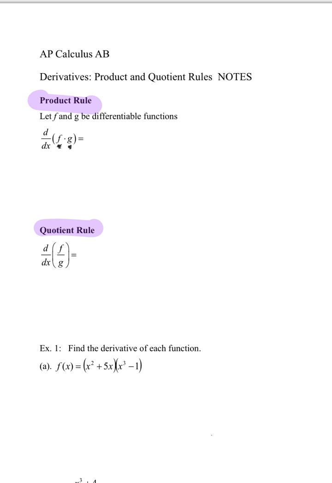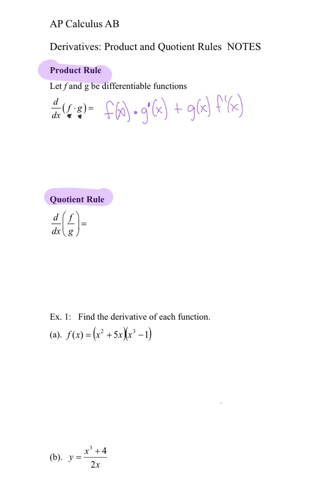Here's the rule. You're going to take the first function times the derivative of the second, and then add that to the second function times the derivative of the first. Now down below, the quotient rule is a little more involved. I'm going to write it up first, and then I'll tell you how to memorize it.